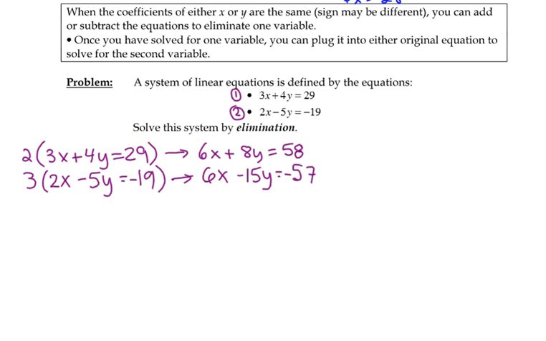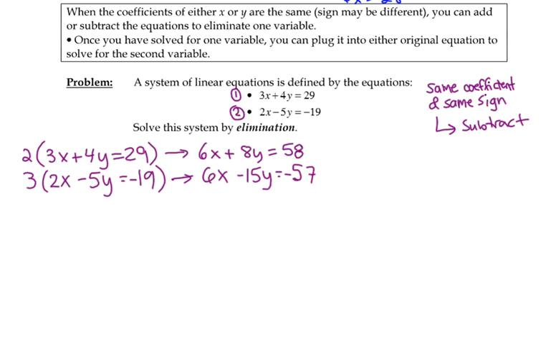Okay, now do we have the same coefficient for x? Yeah, they're both 6's. Now, if the coefficients are the same and the signs are the same, are we going to add or subtract? Subtract. So when the signs are the same, you subtract. I'm going to show you with subtraction. I'm going to show you with addition. Show you both methods. I like to use addition because with addition, you're less likely to make a mistake.